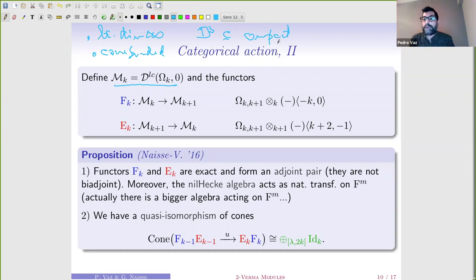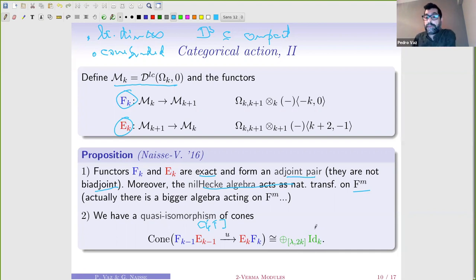So do the same as Chuang and Rouquier and Frenkel, Khovanov, and Stroppel: define functors F and E exactly the same way. And the good news is that these functors are exact. They form an adjoint pair. They are not biadjoint, so there's no map implying the other adjunction. The map doesn't exist in this category. The nilHecke algebra acts on powers of F, and we have a quasi-isomorphism of cones. So the cone of a map from FE to EF is isomorphic to this infinite direct sum. Cones decategorify to differences, so this is just the commutator of E and F. And this is just the coefficient of the identity.